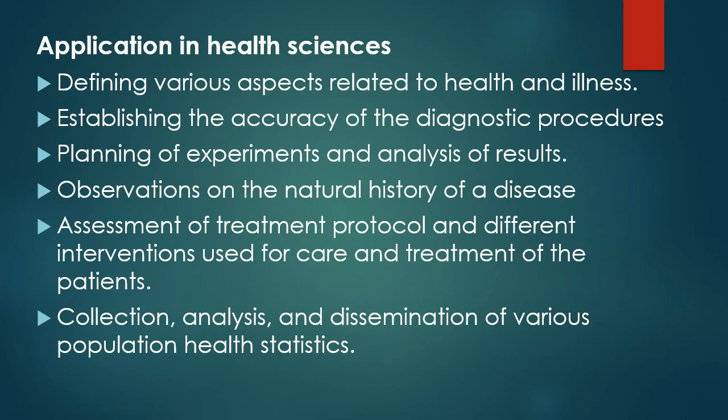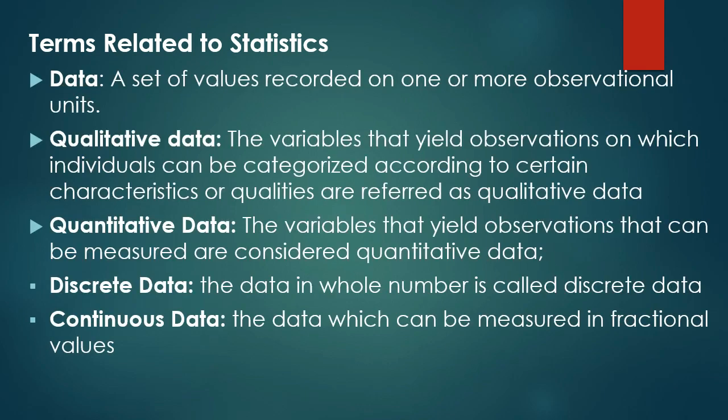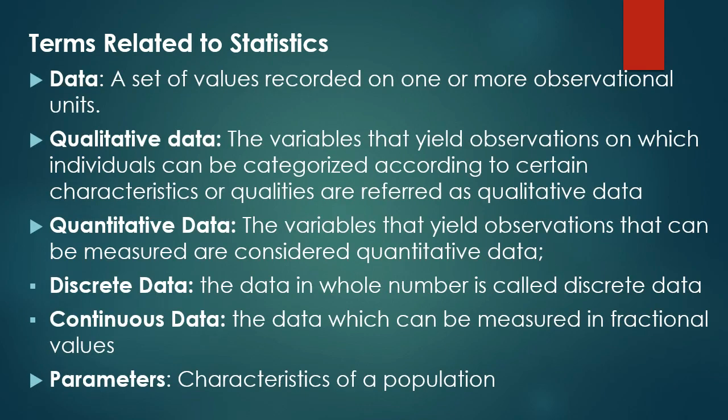Let us see some of the terms related to statistics. First one is data. Data is a set of values recorded on one or more observational units. Next one is qualitative data. The variables that yield observations on which individuals can be categorized according to certain characteristics or qualities are referred to as qualitative data. For example, gender, occupation, marital status. All these are not in measurable form.